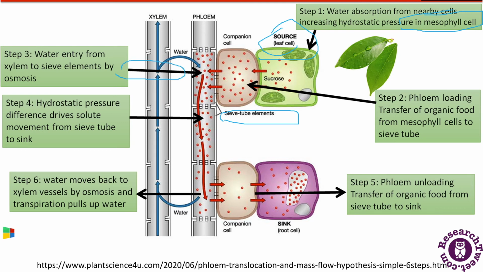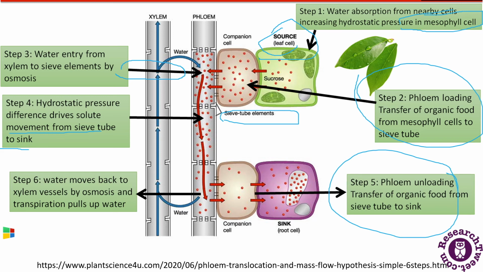Next, the 4th step: there is a hydrostatic pressure difference which drives the solute movement from the sieve tubes to the sink. So there is a hydrostatic pressure which will drive the movement of solutes from the sieve tubes. Next is step number 5, the phloem unloading. In step 2 there was phloem loading, and in the 5th step there is phloem unloading, in which there is a transfer of organic food from the sieve tube to the sink.